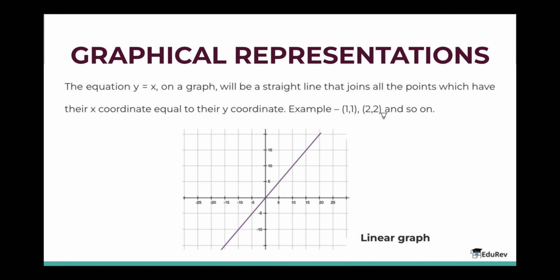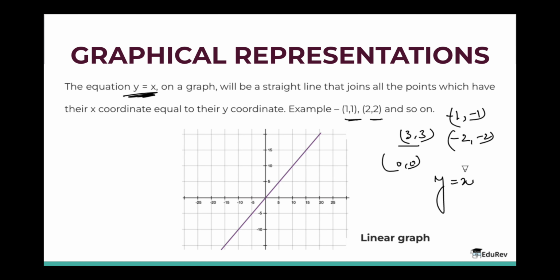For example, let's see an equation y equals x. So it's going to be a straight line, right? On a graph, it will be a straight line that joins all the points which have their x coordinate equal to the y coordinate. For example, (1, 1), (2, 2), (3, 3), and even (0, 0). Also, in the negatives, that is (-1, -1), (-2, -2). So all these points satisfy the equation y equals x. Therefore, I plot all these points and join them to get this line. And this is how it's going to look on the Cartesian plane.